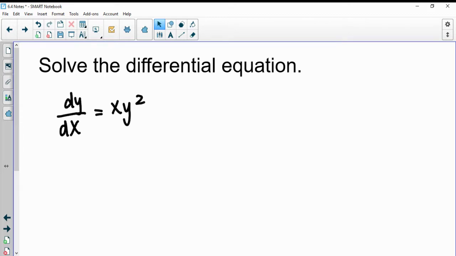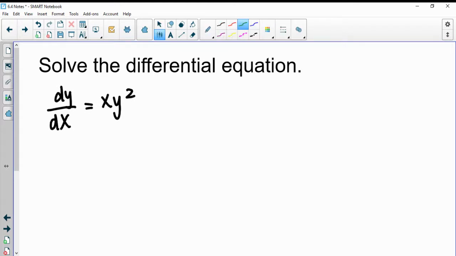Okay. So we're going to solve this equation. We got dy over dx equals xy squared. So if you remember from the last video, we're trying to get all the x's on one side and all the y's on one side.